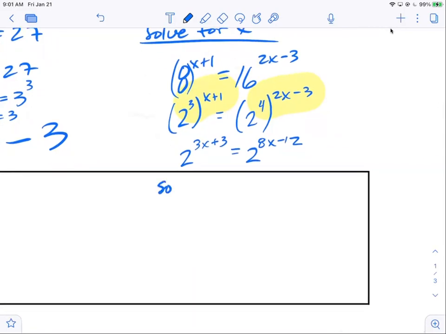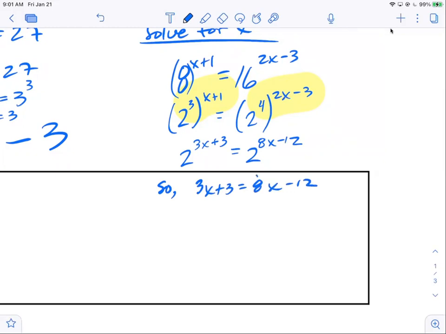Right, and again, it's preferable that you put the word "so" because it's coming by a theorem. But if you don't put "so," I'm not going to take off. 3x plus 3 then must equal 8x minus 12. And now we're back in algebra 1, aren't we?